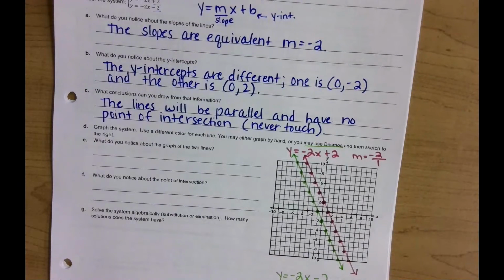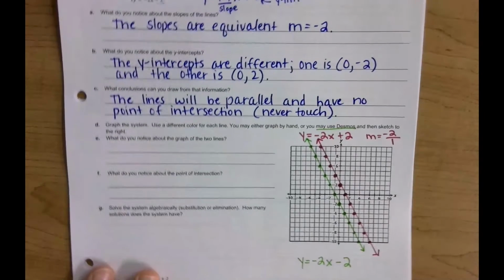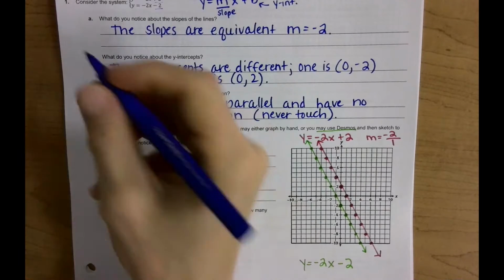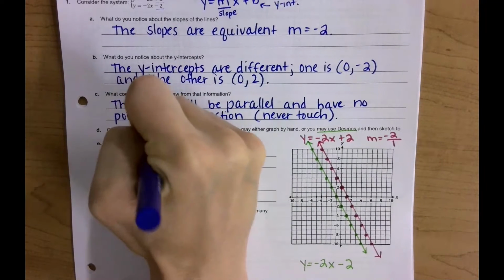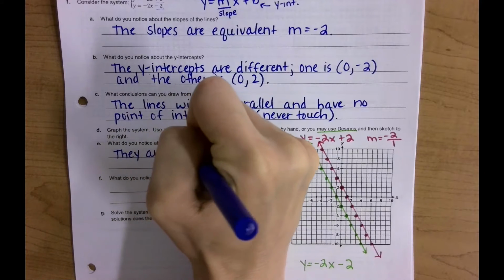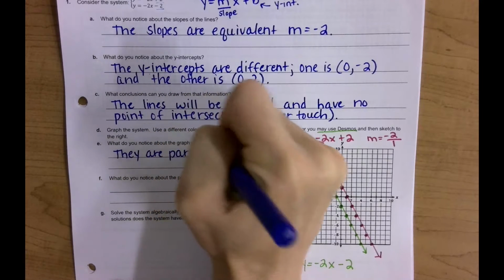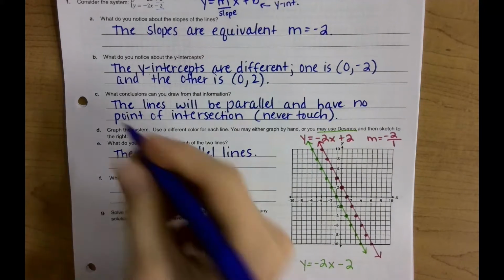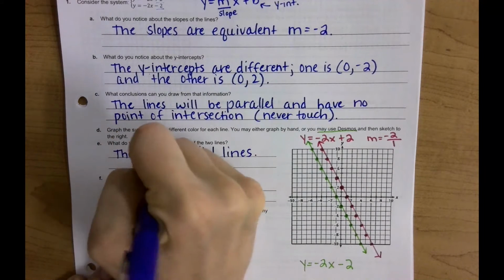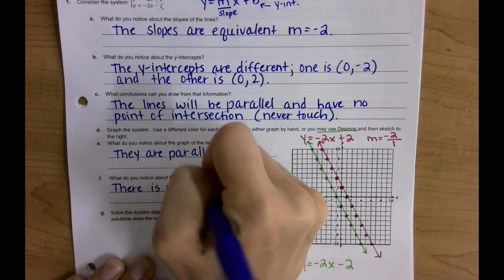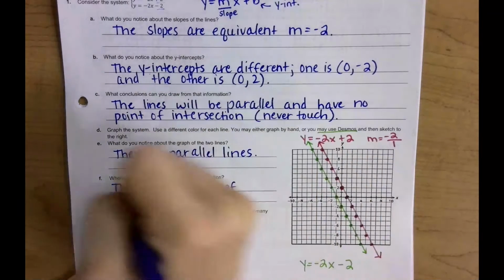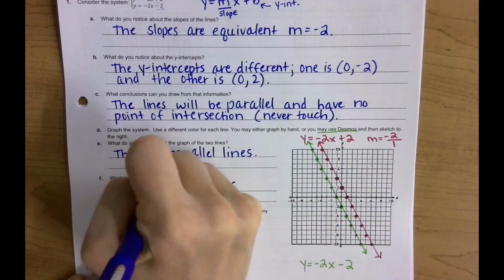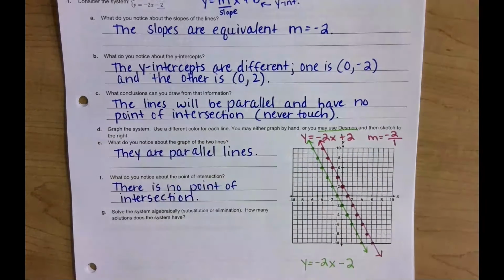What do you notice about the graph of the two lines? Well, I notice that they're parallel lines. What do you notice about the point of intersection? There is no point of intersection. Solve the system algebraically, substitution or elimination. How many solutions does the system have?